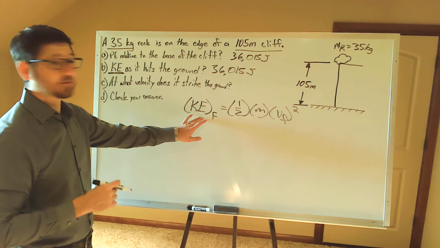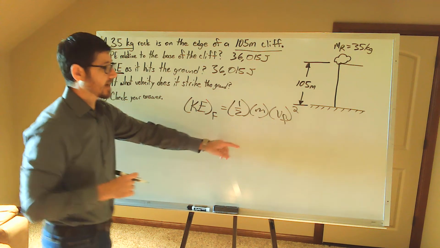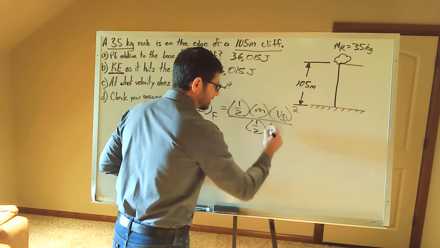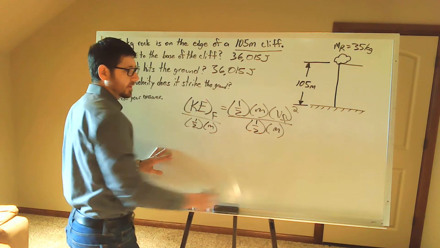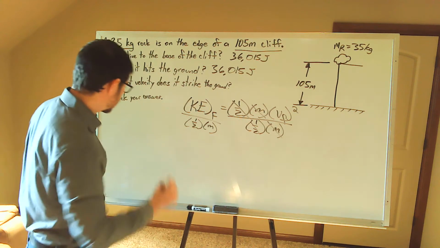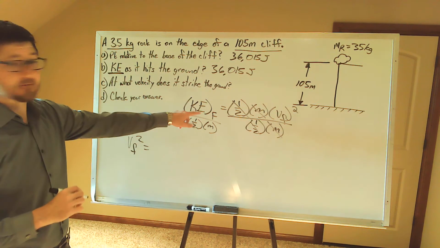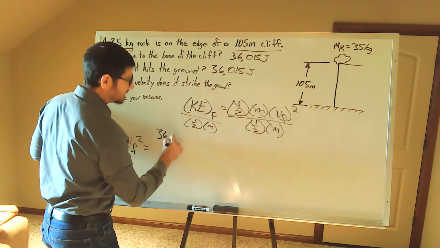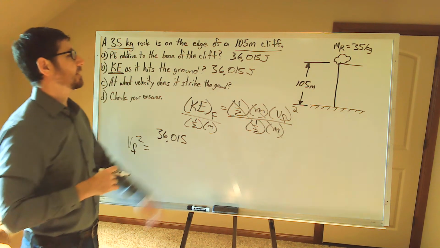Okay? Now we know the final kinetic energy of our rock, and we know the mass. So what I want to do is isolate final velocity squared by dividing by 1/2 and mass on both sides of the equal sign. On the right hand side, the mass and the 1/2 will both cancel. So I have final velocity squared is equal to my final kinetic energy, which is 36,015 joules. And let's go ahead and break up a joule.